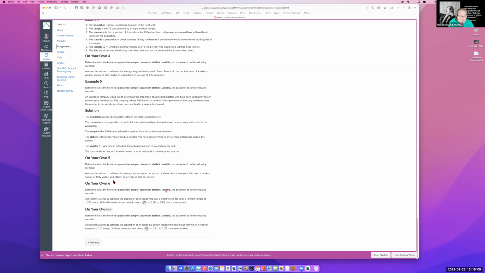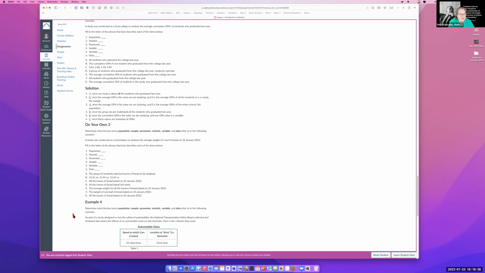Our variable, remember variable goes with population, so our variable is whether or not they have a smartwatch, and the data is about the sample. And we see that 598 of them say yes, they do have a smartwatch.